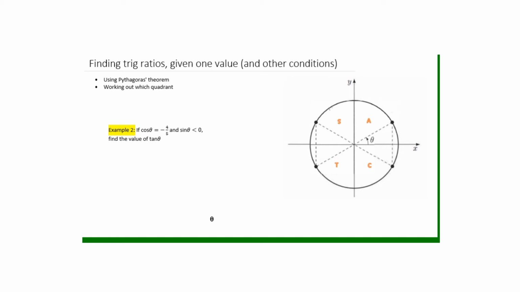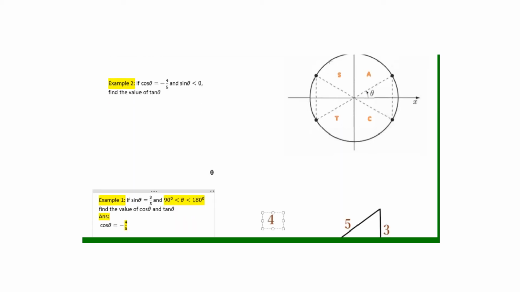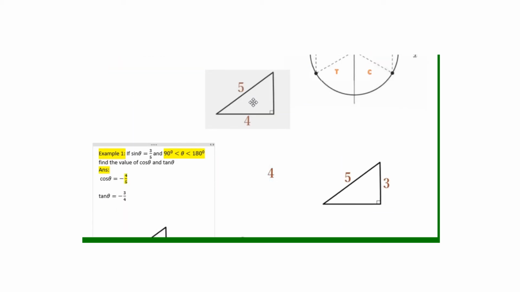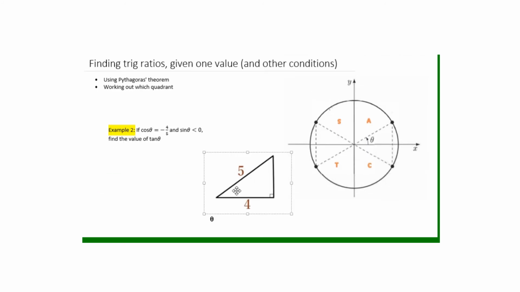Firstly, let's draw the triangle that satisfies this condition. We have the triangle with the sides 4 and 5. So 4 is A and 5 is the hypotenuse, because this is A over H. So our angle should be here to satisfy that condition. Our angle theta is on this corner over here.